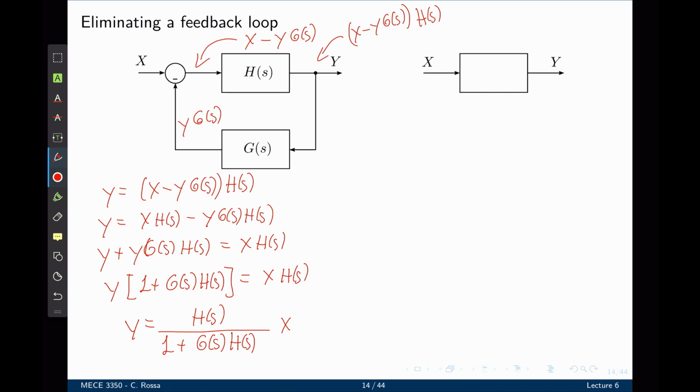gives this simplified version. To eliminate now a feedback loop with a feedback function g of s, this simply becomes h of s over 1 plus the multiplication of these two functions. We'll refer to h of s as the line function and g of s as the feedback function. So line function divided by 1 plus line function times feedback function. And again, in case of a positive feedback loop, this would become h of s divided by 1 minus g of s times h of s.